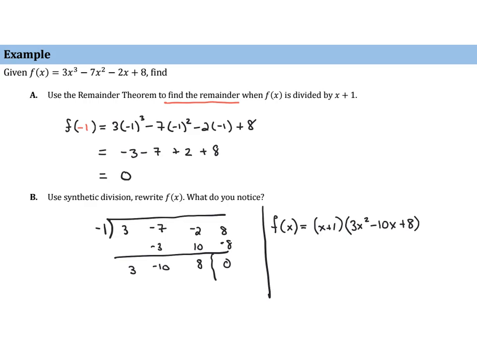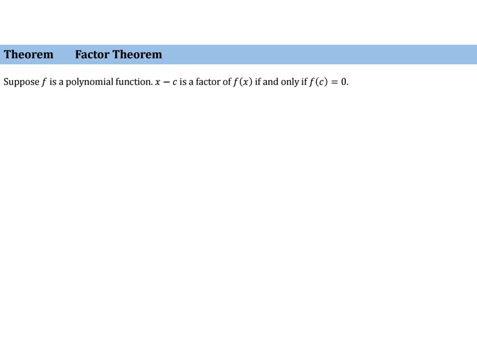And now, remind yourself what we've seen up to this point. Factors are related to zeros of functions. So we know that x plus 1 is a factor because negative 1 is a 0. And we can see that in the synthetic division because we obtained a remainder of 0. So remember that if we have a polynomial function, x minus c is a factor if and only if, whenever we substitute c in, it zeroes out the function. In other words, x minus c is a factor if and only if c is a 0.